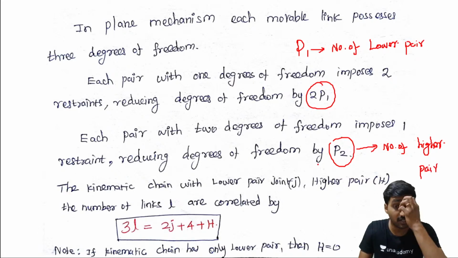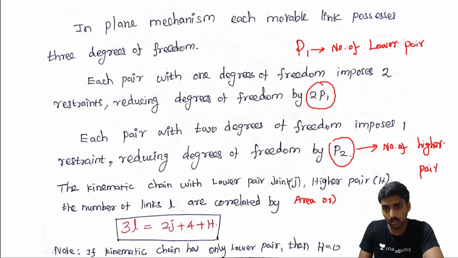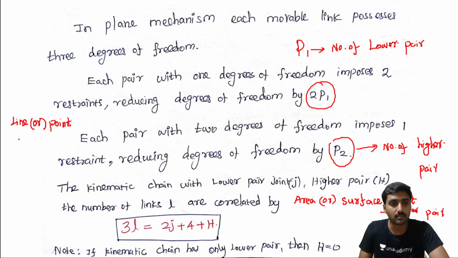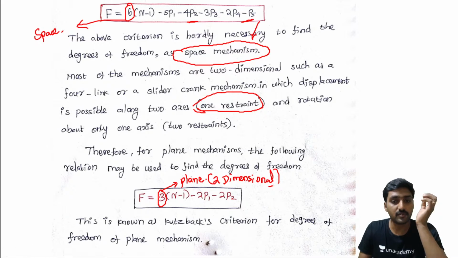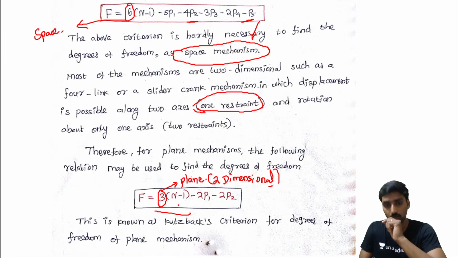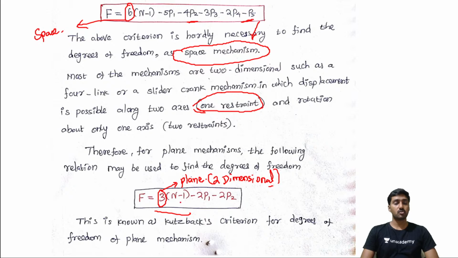Then what are the lower pair and higher pair? Area or surface contact is called a lower pair. Line or point contact is known as a higher pair. Therefore, for links with lower pairs as well as higher pairs, the degrees of freedom F is equal to 3 into n minus 1 minus 2p1 minus p2. Then this will be the right one. Okay, it is called the Spec criterion.